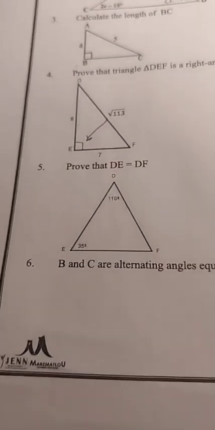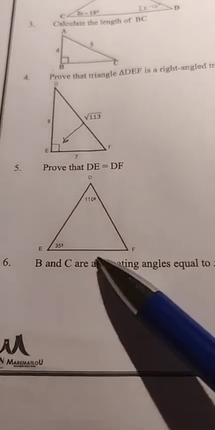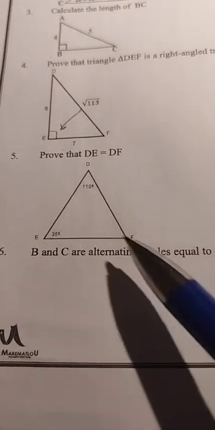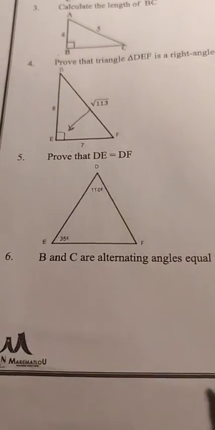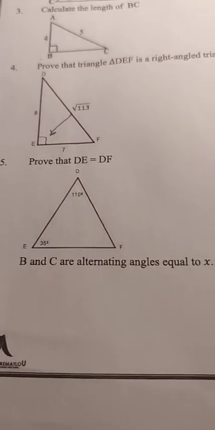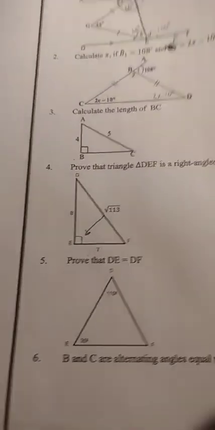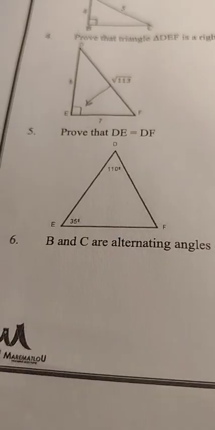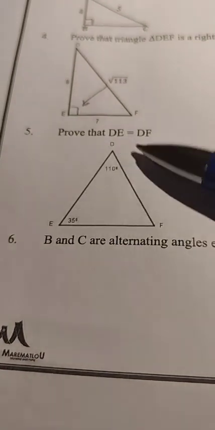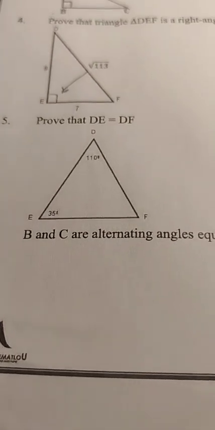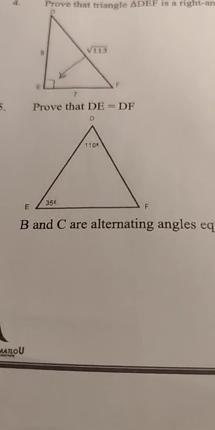Okay, let's look at this one. Prove that DE is equal to DF. Alright guys, maybe you can help me out. We need to prove that DE is equal to DF. In order to prove that, what must we find to be equal so that we can then conclude that DE is equal to DF?